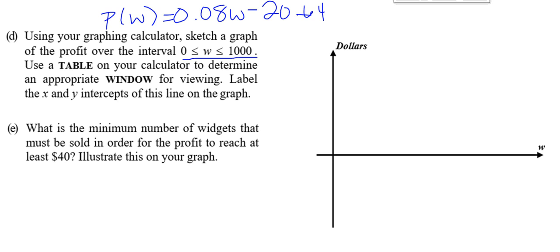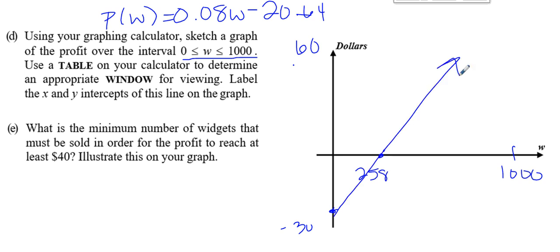So when I'm going back here, I'm going to have my dollars. My highest dollars is 60. And then the lowest down here was going to be negative 30. Remember, that's my starting point at negative 20.64. And then this is going to be 1,000. And remember, this is 258 right here because that's where it crosses. And so then you're just going to sketch the graph that goes like this. And then you're going to write it as P of W equals 0.08W minus 20.64. That's D.